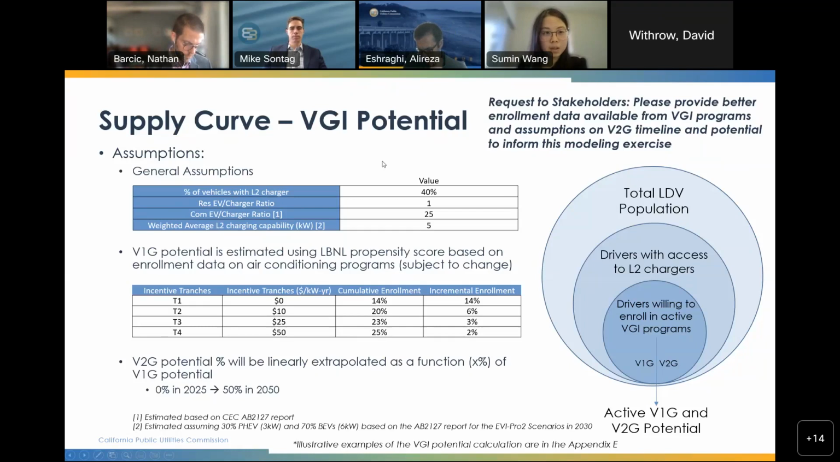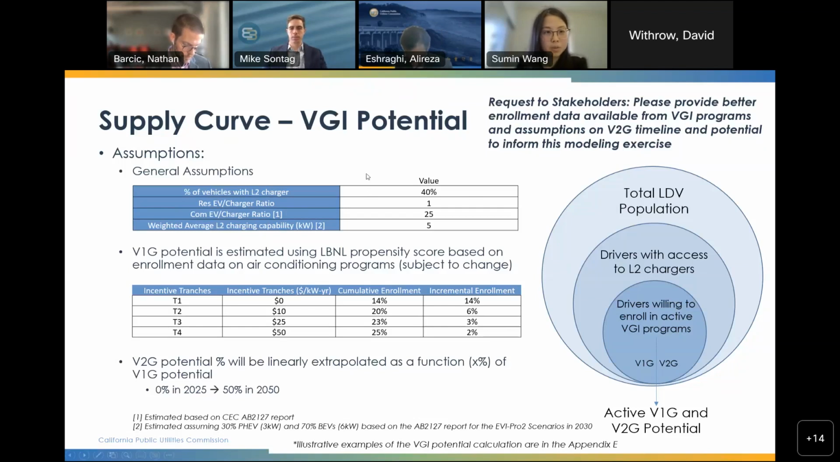So this is the data we are looking for to develop the V1G potential supply curve. In addition, we also need to develop V2G potential. V2G potential will be estimated as linearly extrapolated as a function of the V1G potential. And we currently assume that it starts from 0% in 2025 and goes to 50% in 2050.